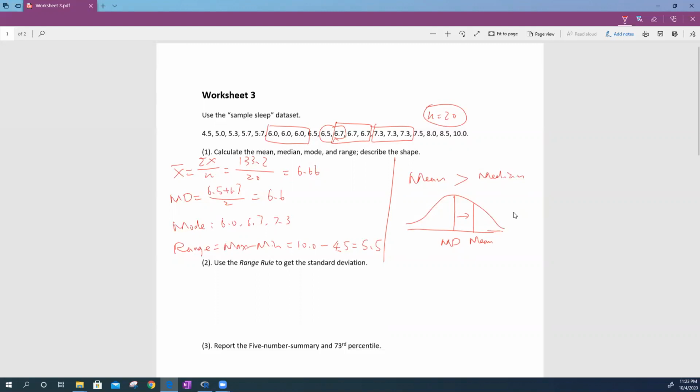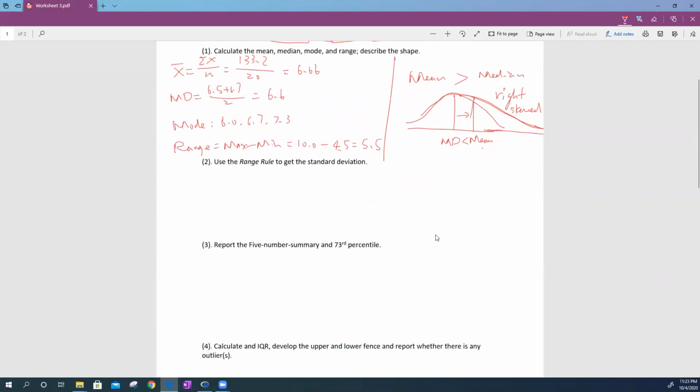And the reason that the mean is more than the median is because we have some unusual large numbers that make the mean get larger, pulled toward the right tail direction. So we're going to add a long right tail here that describes the shape. So when the mean is more than the median, we have right skewed. Right skewed. That's the shape.